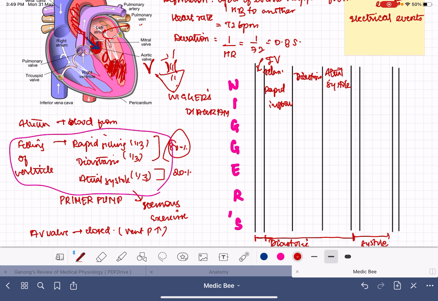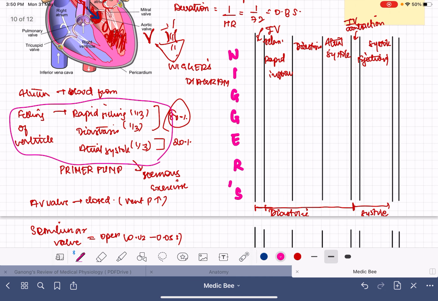The first stage is called the isovolumetric contraction, because the AV valves and semilunar valves are closed. There will be no change in the volume of the ventricles. The last stage is called the proper systole, the rapid ejection period. Rapid and slow ejection periods I have considered together.